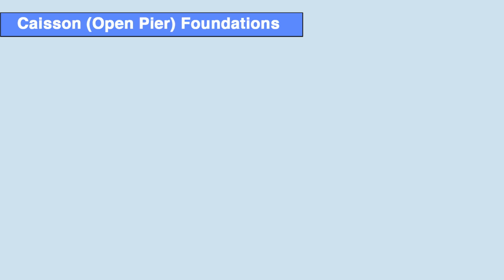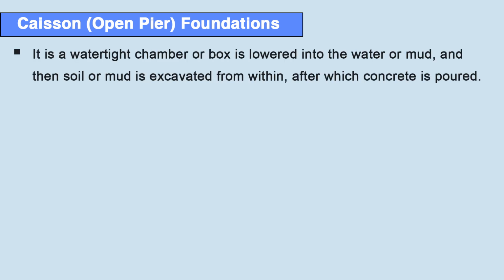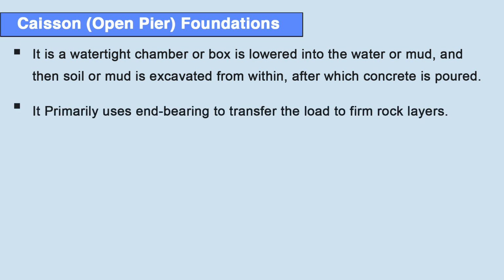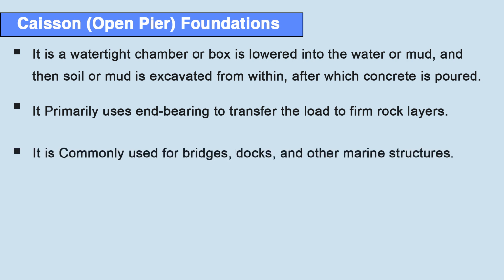Then the next is caisson open pier foundations. A watertight chamber or box is lowered into the water or mud and then soil or mud is excavated from within, after which concrete is poured. It primarily uses end bearing to transfer the load to firm rock layers. It is commonly used for bridges, docks and other types of marine structures.